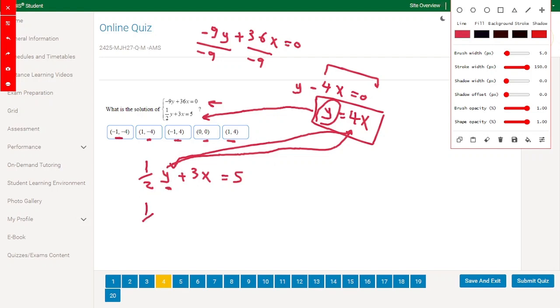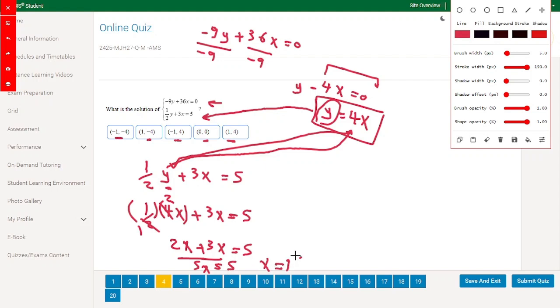So we'll have half times 4x plus 3x equal to 5, right? We have this one like this. So now dividing 4 by 2, it will be 2. So 2x plus 3x equal to 5. So this will be 5x equal to 5. So x will be 1, right?